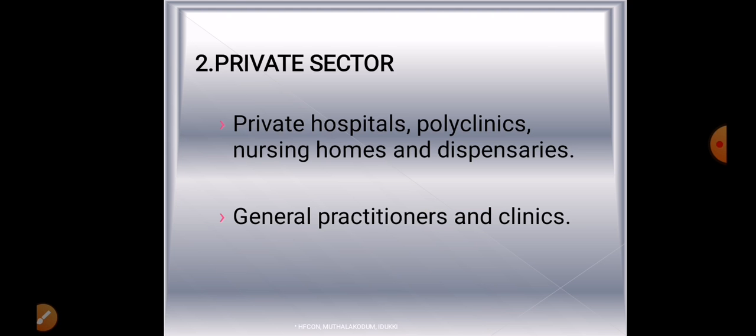In India, for example, we have Rajagiri hospital, in Ernakulam we have Lisie hospital, and we have Amrita hospital. All these are tertiary centers in the private sector. So this is about the private sector.